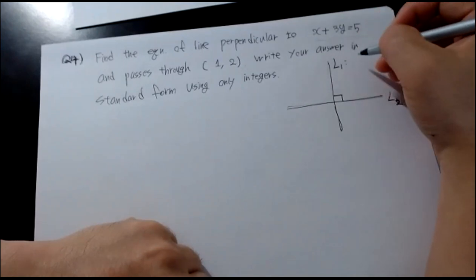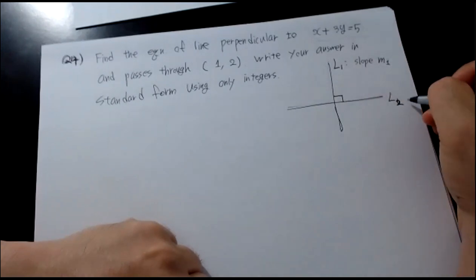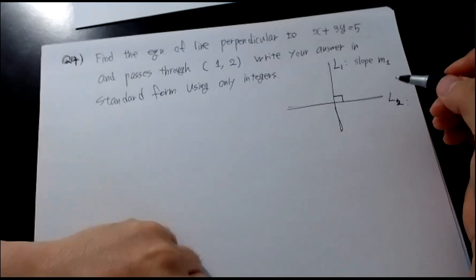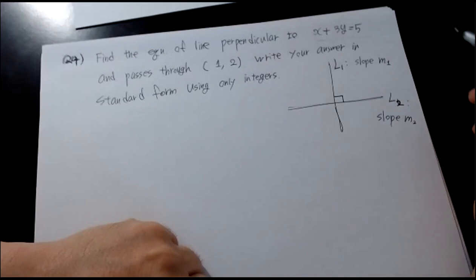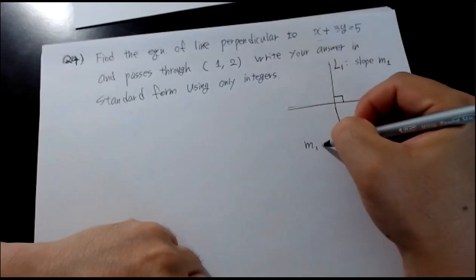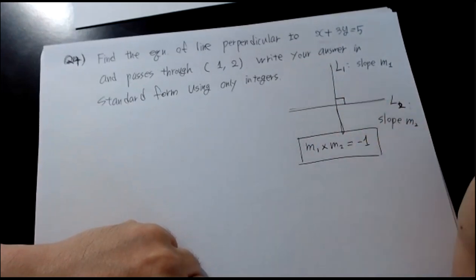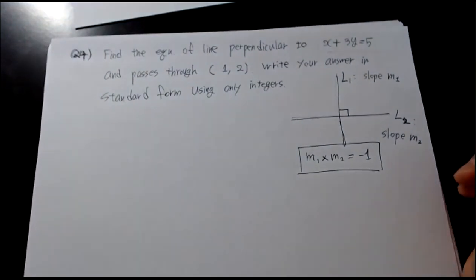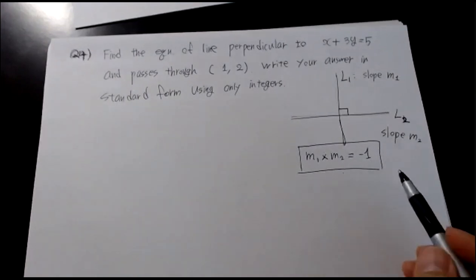Let's say the slope of L1 is M sub 1. For L2, the slope of L2 is M sub 2. Then the product M1 times M2 is equal to -1. This is the fact. I'm not going to prove it, so please memorize this. When you get problems involving the word perpendicular, you have to use this fact: M1 times M2 equals -1.